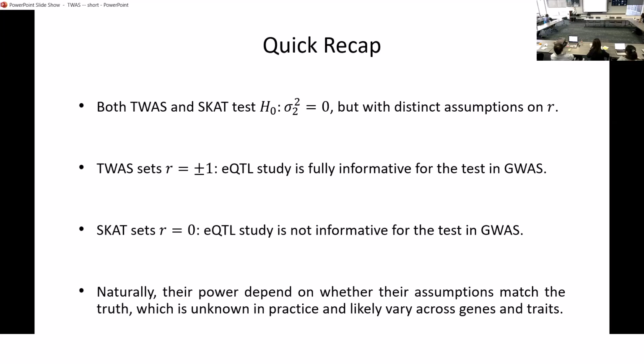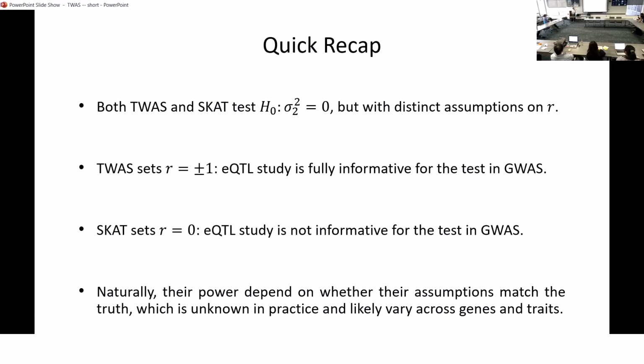So therefore, we need to throw in our eQTL mapping study. We may need to make sure that it's scalar multiplication of the beta 1. On the other hand, SKAT sets R equal to 0. Basically says that eQTL is not informative. So therefore, we throw away the eQTL mapping study. We focus on our GWAS alone and we do the analysis.